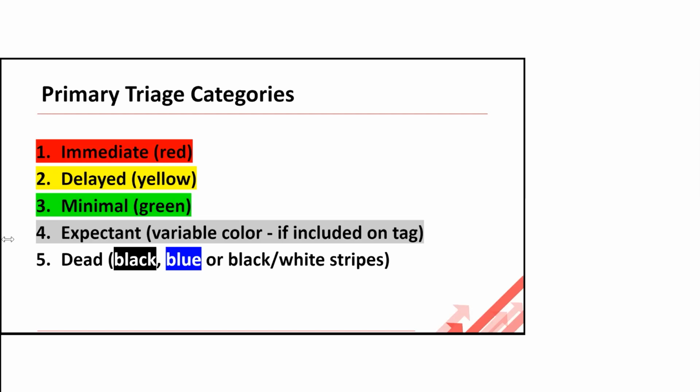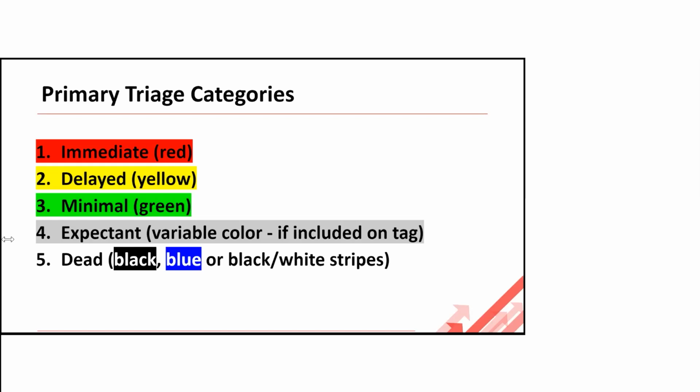And then, of course, you have the dead category where you're tagged black or blue. There has been an issue with black, especially black tape, and especially at night or in low light conditions. That's where there's a move to black and white strips, or zebra-looking reflective tape, which may be helpful. And you can use light sticks and other means of identifying the different kinds of patients. But black in the dark is usually a problem to identify.